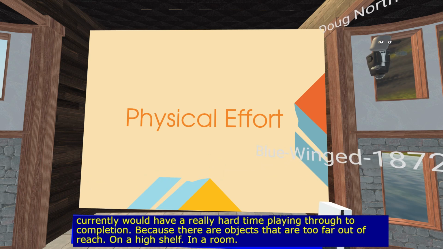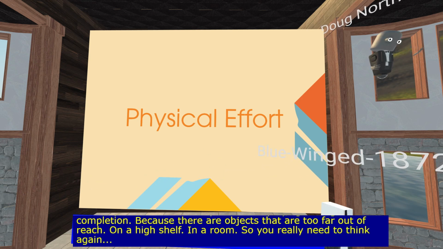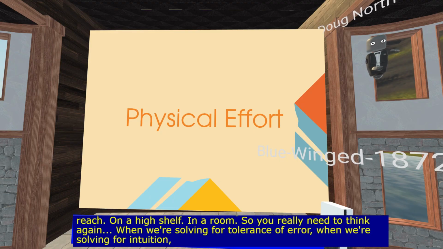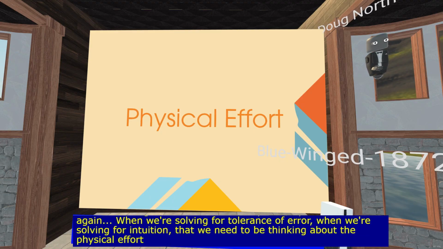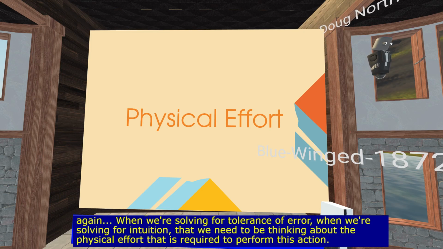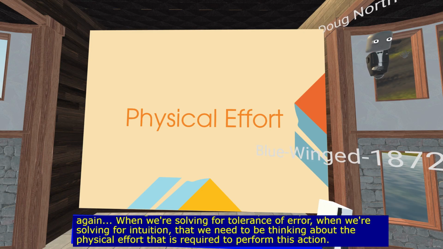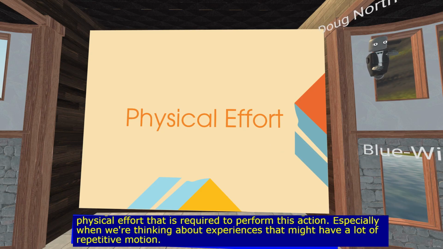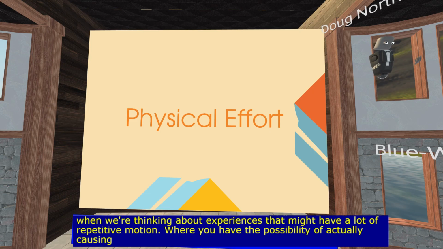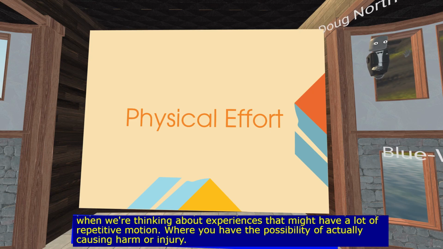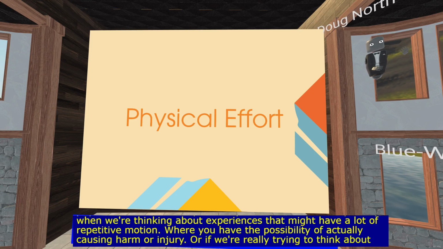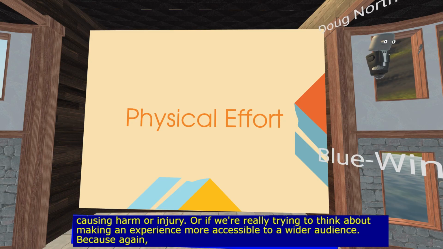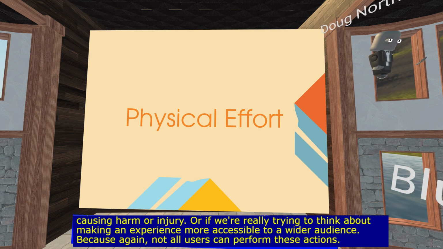So you really need to think, again, when we're solving for tolerance of error, when we're solving for intuition, that we need to be thinking about the physical effort that is required to perform this action. Especially when we're thinking about experiences that might have a lot of repetitive motion, where you have the possibility of actually causing harm or injury, or if we're really trying to think about making an experience more accessible to a wider audience.